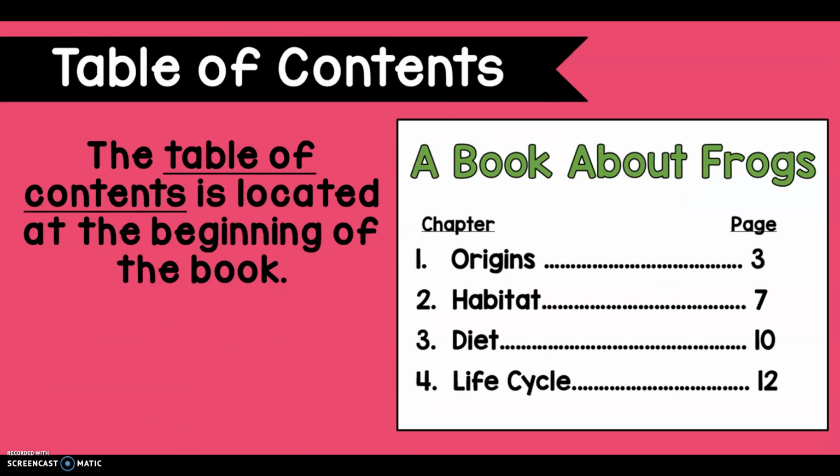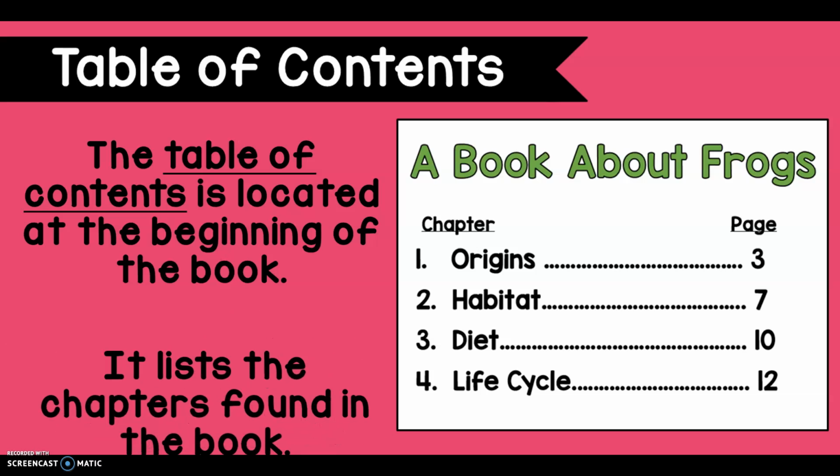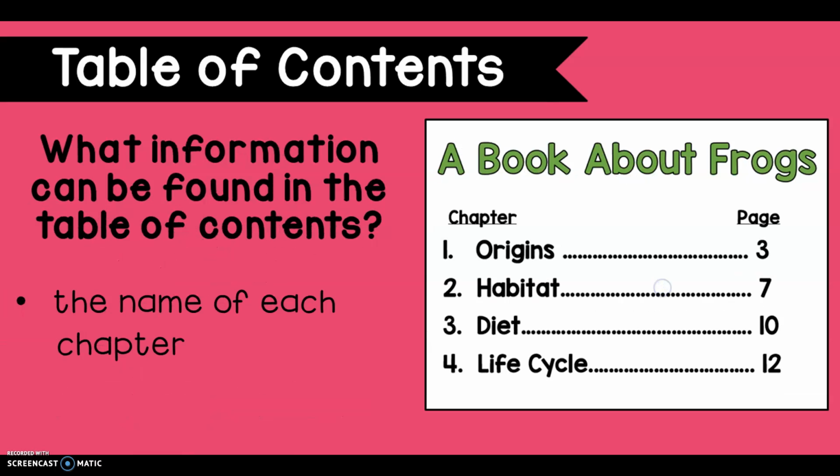The next text feature is table of contents. It's located at the beginning of the book, and it lists the chapters that are found within the book. Your table of contents is generally going to give you your chapters in the order in which they appear, along with the page numbers on which you can find those chapters.